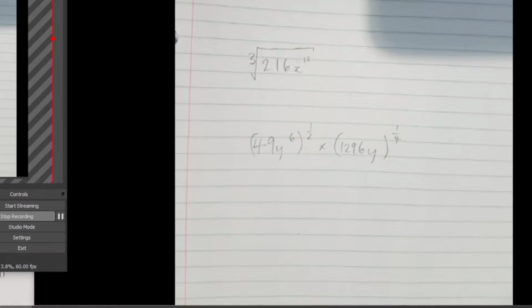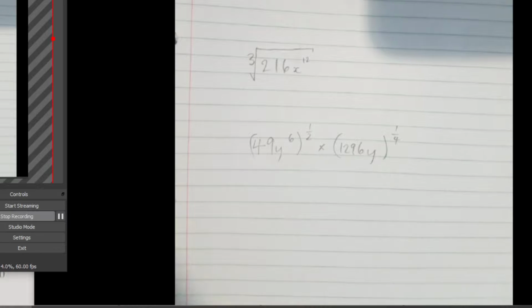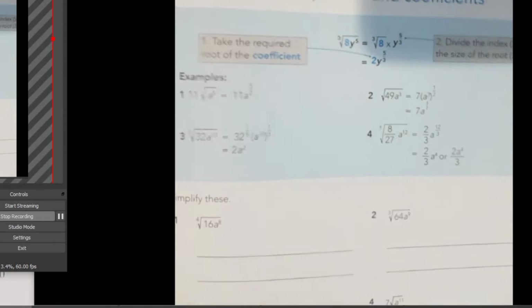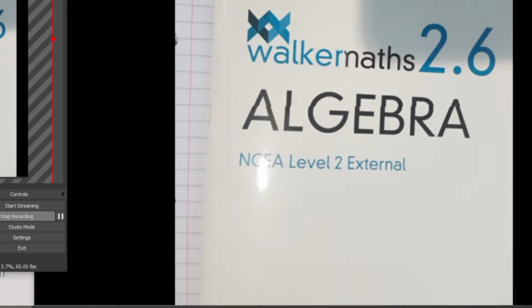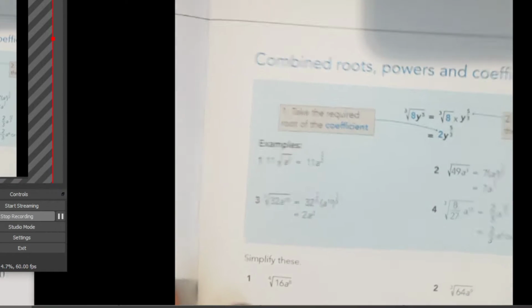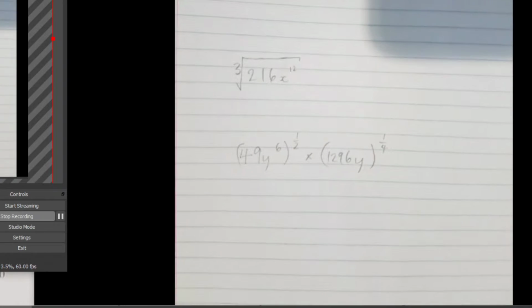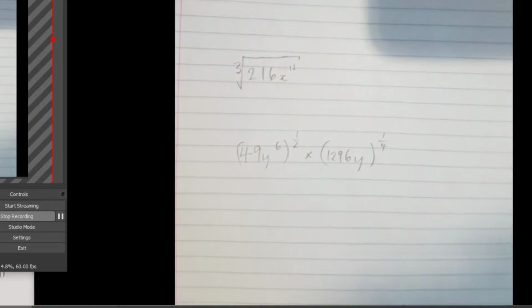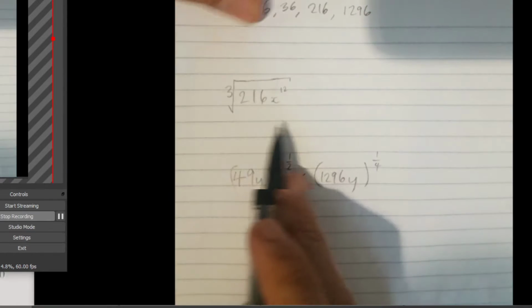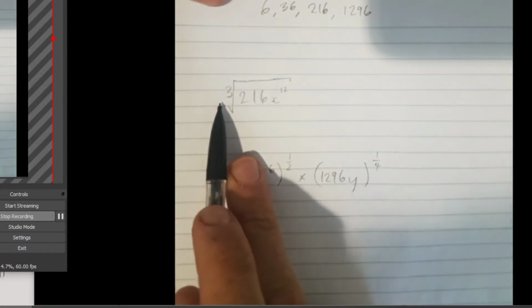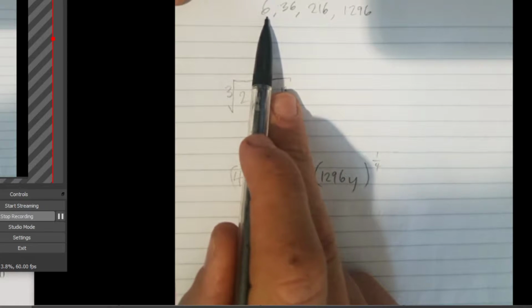Okay, kia ora guys. I've got a question from a student and she was wondering about page 15 from the Walker Maths book. She was asking about these combined roots, powers and coefficients. So I've got a couple of examples which should help you to be able to answer the questions on this page.